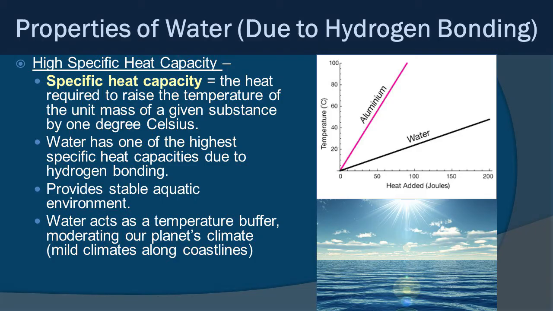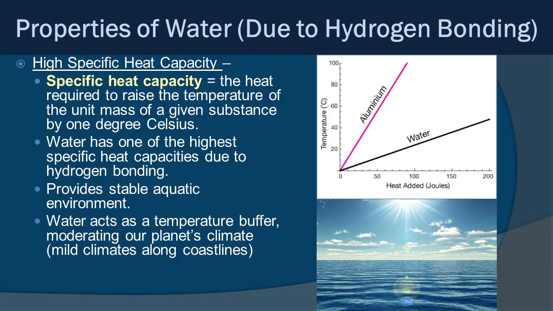Now, this provides a very stable aquatic environment for aquatic life and marine life specifically. Water acts as essentially a temperature buffer, moderating our entire planet's climate. Mild climates along the coastline are typical because of this feature. It's really an important one.